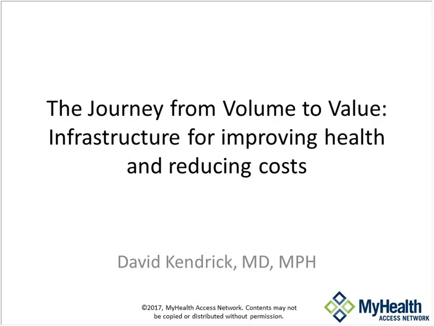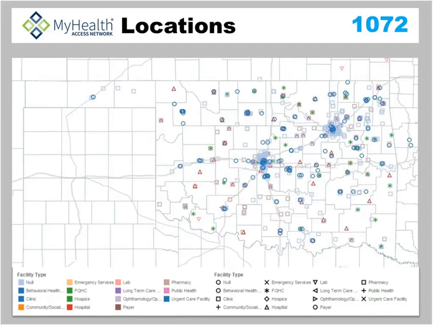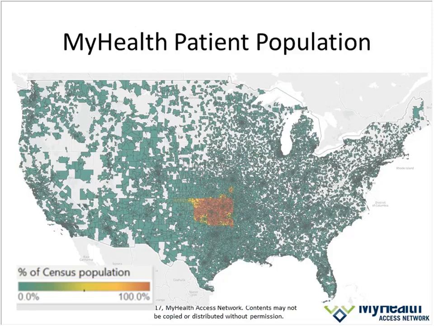But no, I'm with MyHealthAccess Network, which is a health information exchange in Oklahoma, and this is sort of the locations we serve across the state, similar to Doug's map. And we connect a lot of organizations besides just hospitals and clinics, ranging from long-term care and hospice and local pharmacies and so on, to try and make the picture of the whole patient pop out for the provider when they take care of them.